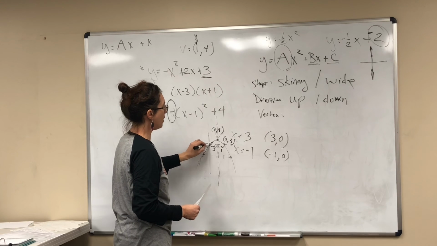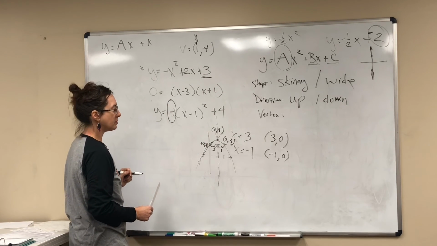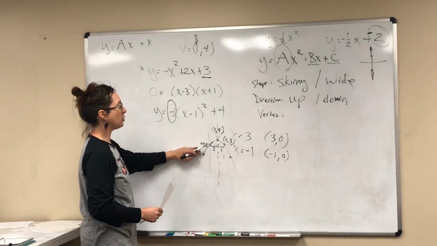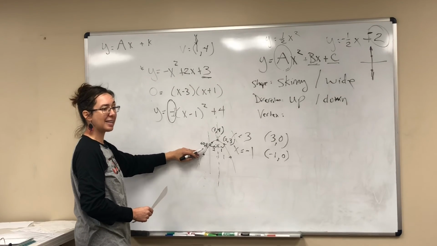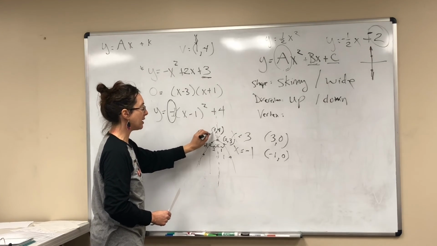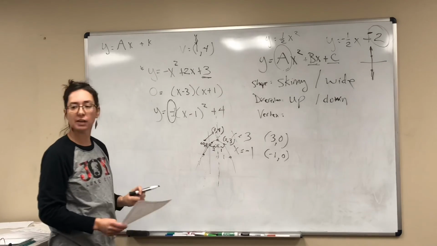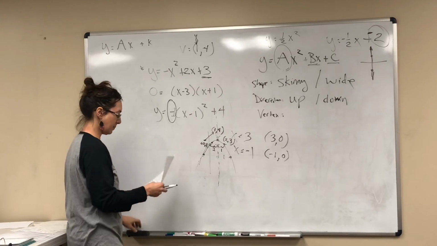So where do I reflect my y-intercept across? 2, 3. Your y value on the reflected will always stay exactly the same. So the only thing that you need to do is find the difference between your x value of your vertex in there. Okay?